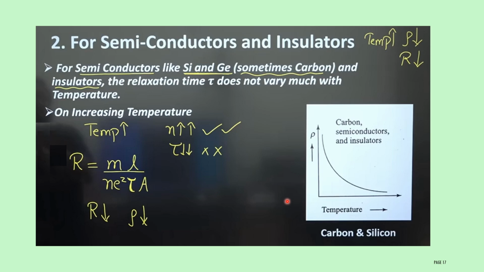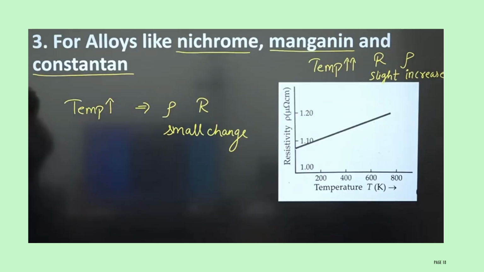Let us consider the graph between resistivity versus temperature. As the temperature increases, the resistivity of the given materials also decreases. This is an example in the case of carbon, semiconductors and also insulator. From this you can conclude, as the temperature increases in the case of semiconductor and insulator, resistivity decreases and resistance also decreases.